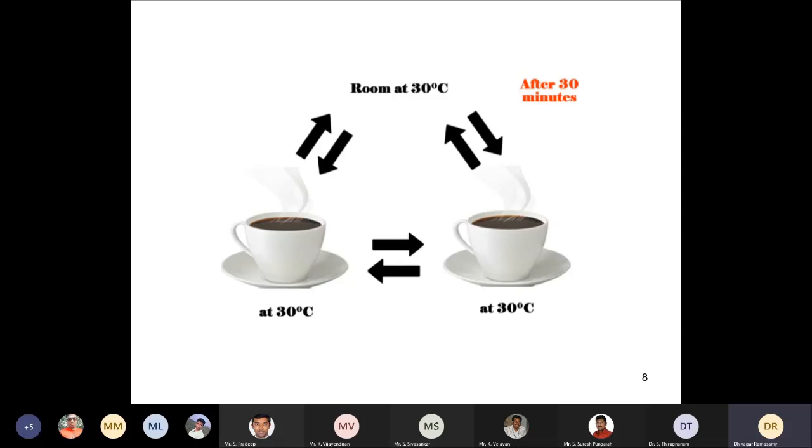Is it possible? Practically, yes. Your room temperature is 30. If you keep a coffee cup at 45 or 60 degrees Celsius, after 10 minutes or 1 hour, that coffee attains the room temperature. If you keep coffee at 15 or 10 degrees Celsius in your room, after 10 or 30 minutes, that coffee will attain the room temperature. So this is the basic example for the zeroth law of thermodynamics. Two bodies in thermal equilibrium with a third body means those two will also be in thermal equilibrium with each other.